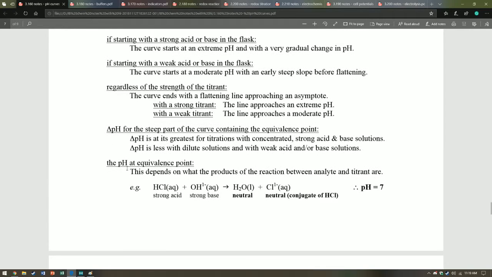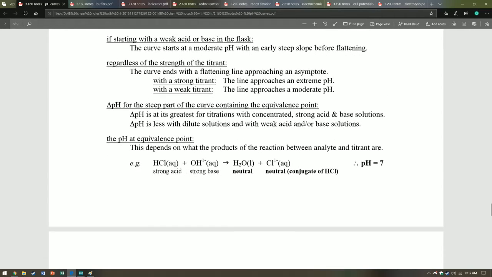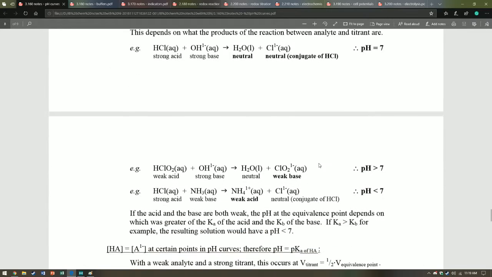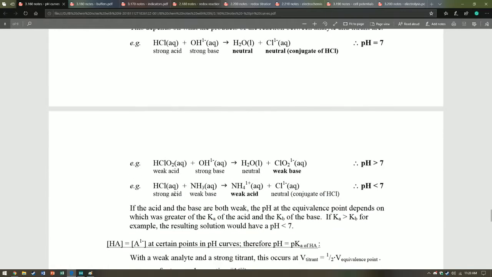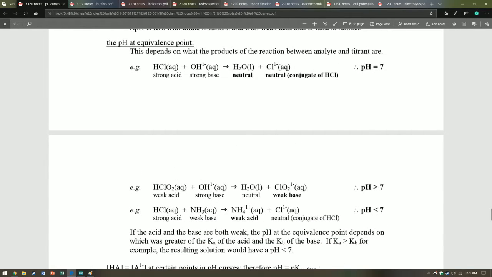And the pH of the equivalence point depends on what the products of the reaction are. So here it's 7. Here we have to use the properties of acid-base. We know that this is a weak acid. This is a strong base.